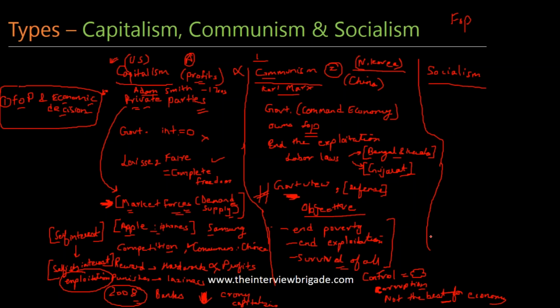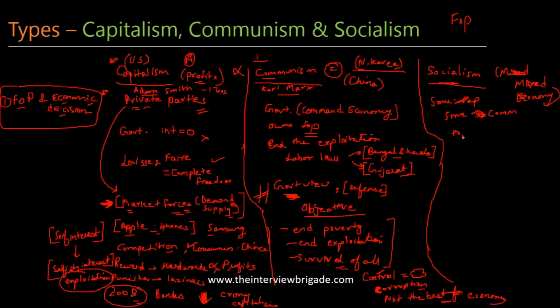Now, as we saw, capitalism and communism are two poles apart. So what's the middle path? The middle path is socialism or mixed economy. So what's the concept of a mixed economy? Mixed economy says that we'll have some part of capitalism and some part of communism.